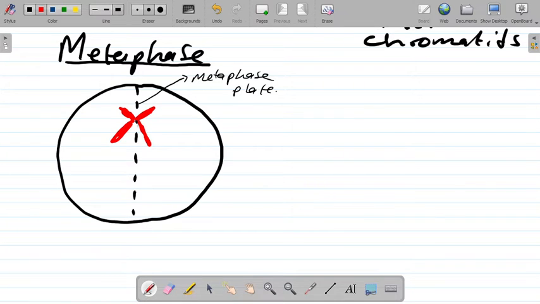So what happens during metaphase? These are my two chromosomes. During metaphase, we'll have the chromosomes lined up on the equatorial region of the cell, which is called the metaphase plate. That's where your chromosomes will line up. And again, we'll have the centrosomes at opposite ends of the cell.